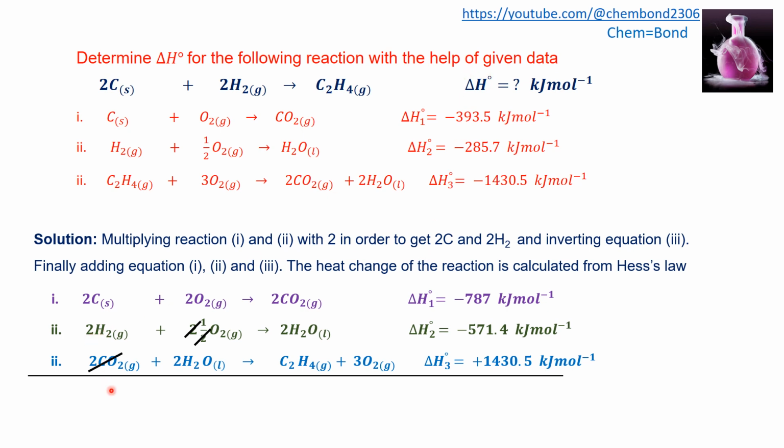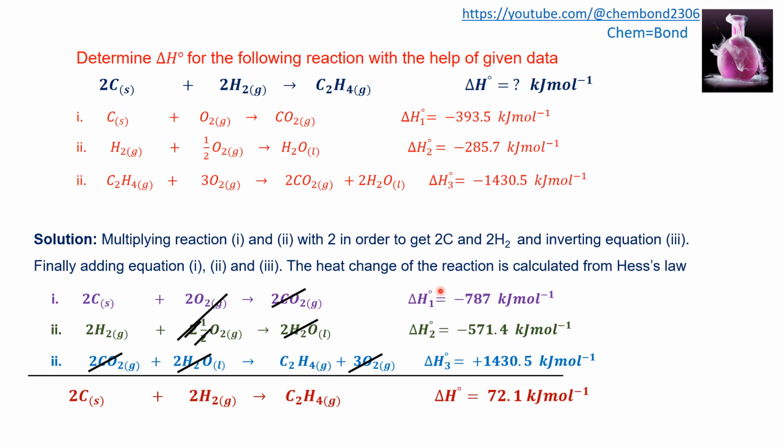So here we will look at the reaction. 2 moles of carbon dioxide will cancel with 2 moles of carbon dioxide. 2 moles of water will be cancelled out with 2 moles of water, and 3 moles of oxygen will cancel out with 3 moles of oxygen. In reaction 1 there are 2 moles, and in reaction 2 there is 1 mole. So all these will combine to 3 moles. So here the 3 moles will cancel out with 3 moles. We will get the reaction: 2 moles of carbon solid will combine with 2 moles of hydrogen and produce an ethene molecule.